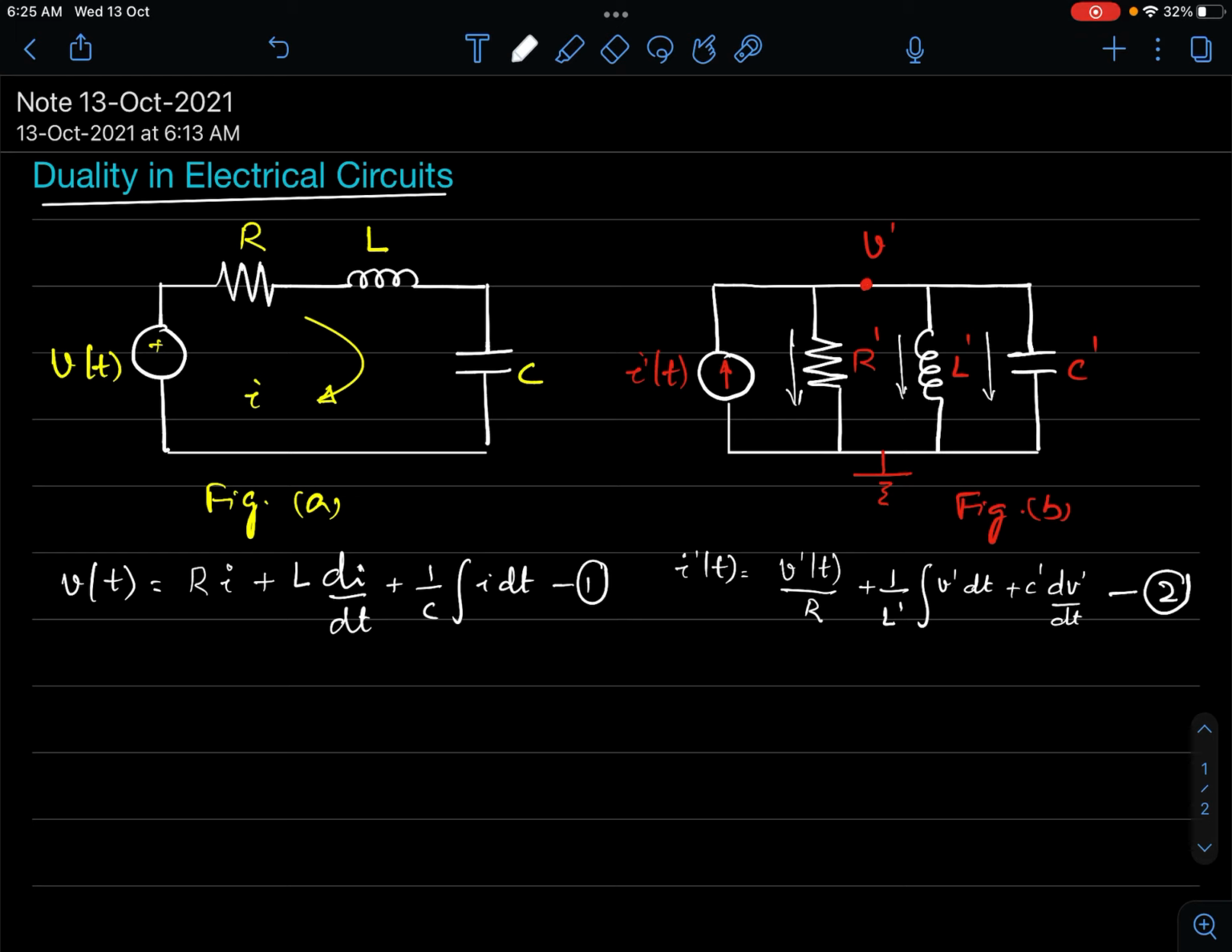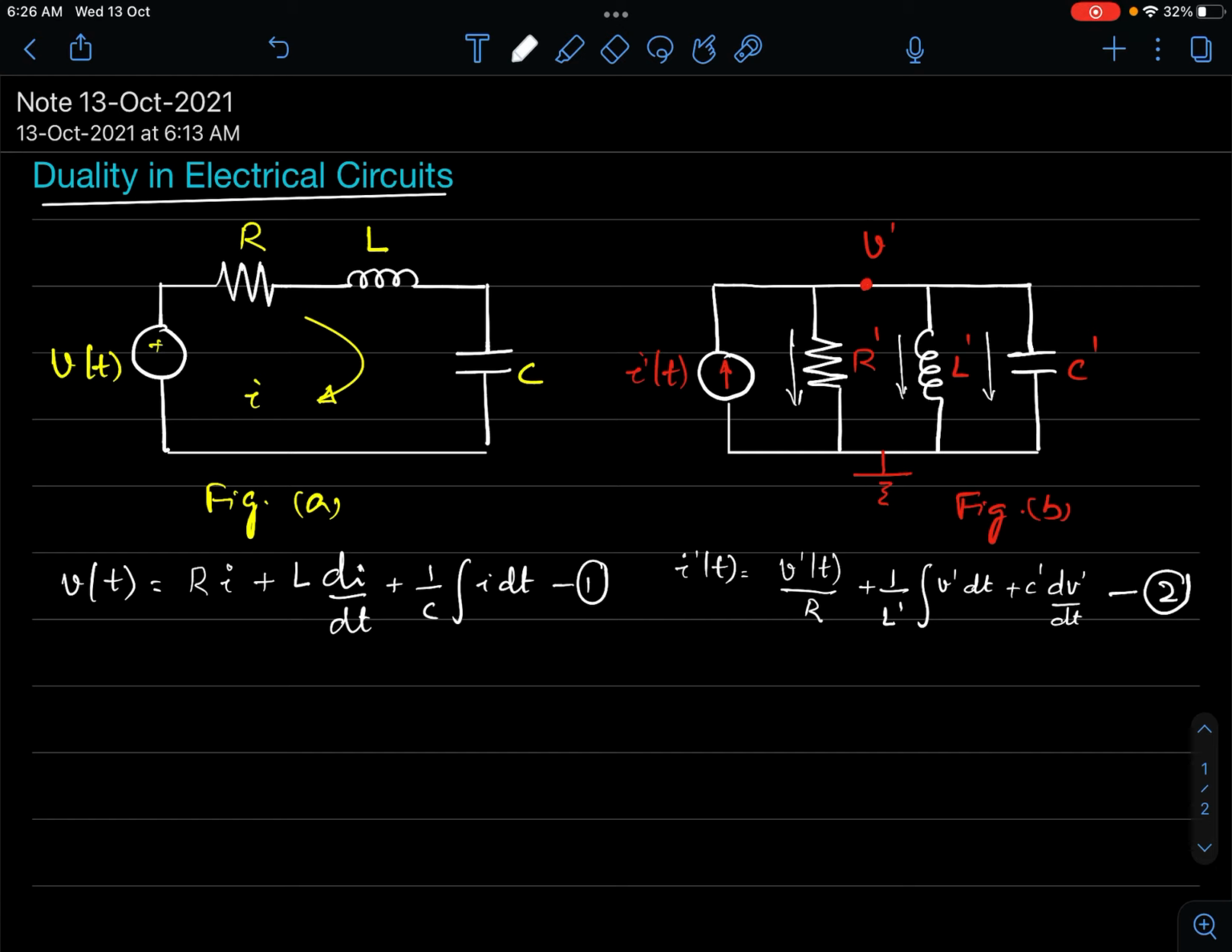If we compare the two equations, they appear similar. Hence figure A is a dual of figure B, or vice versa. Figure B is a dual of figure A. The roles of currents and voltages in the two networks have been interchanged. That is what is happening. But there's a word of caution: one network is not equivalent to the other in the sense that one can replace the other. You cannot do that. Okay?